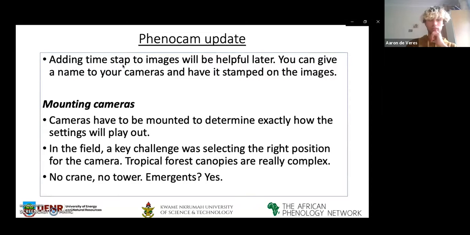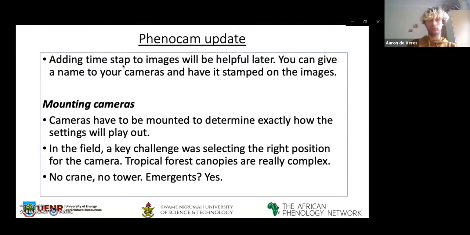So having gone through this, the next important thing to do was to mount the cameras. It was not so easy selecting the right kind of tree to mount the cameras on. It had to be a tree that someone could climb, and so we had to contact a tree climber to do that for us. Even when you found a tree that was really tall, because when you have no cranes, no tower, the best option is an emergent tree that really overlooks the canopy. And that tree, if it was too huge, was not possible to climb.